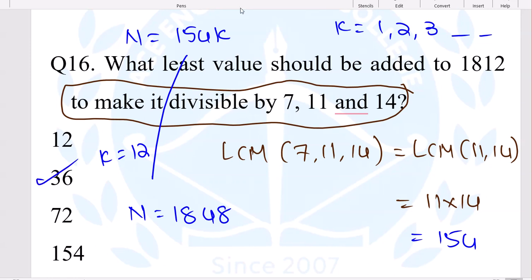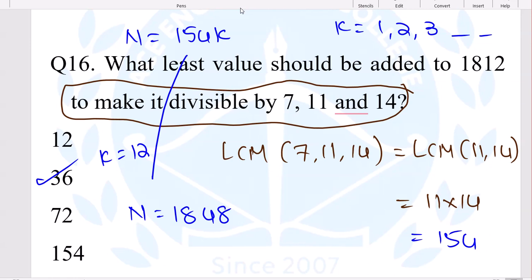So what can be added? 36 adding, then it's divisible. 1848 is divisible by 154. Or else, worst case, no, from the options, 1812 add 12, is it divisible by 7 or not? Okay, and 1812 add 36, is it divisible by 7, 11, 14 or not? Likewise also you can check it out.